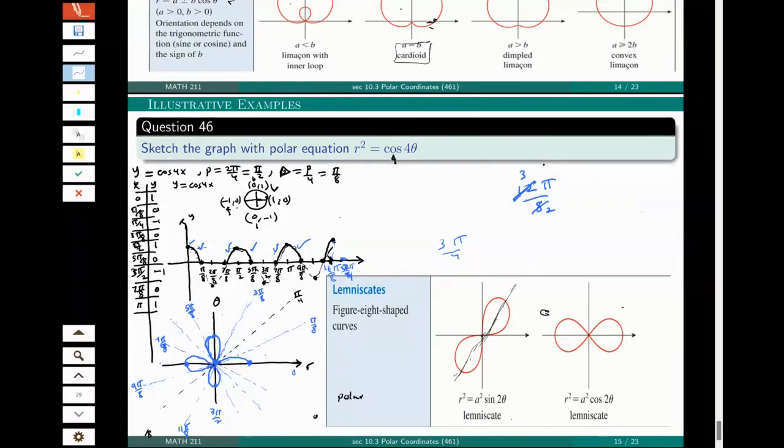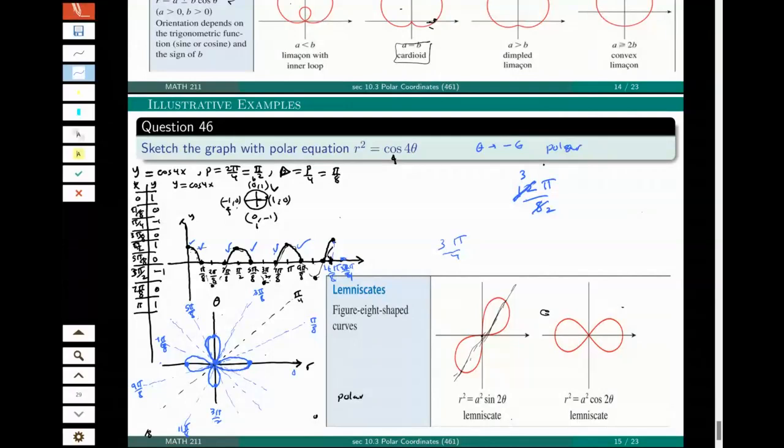Now we can continue the graph, because if we replace theta by minus theta, R is symmetric around the polar axis, and also it is symmetric about the origin. So it's symmetric about the polar axis and symmetric about the origin. So that will be our graph.